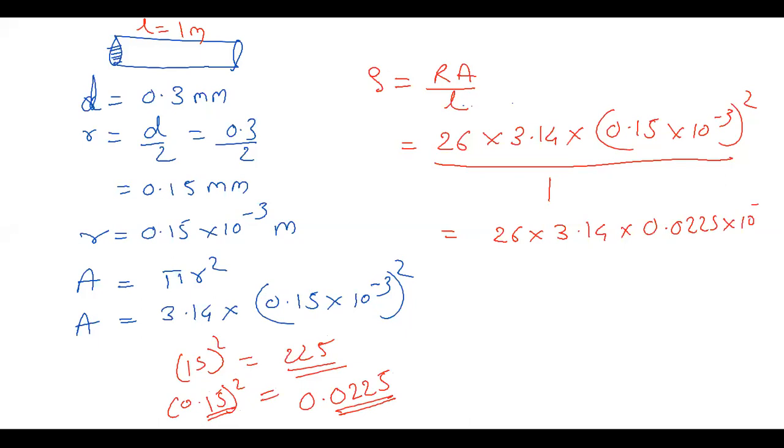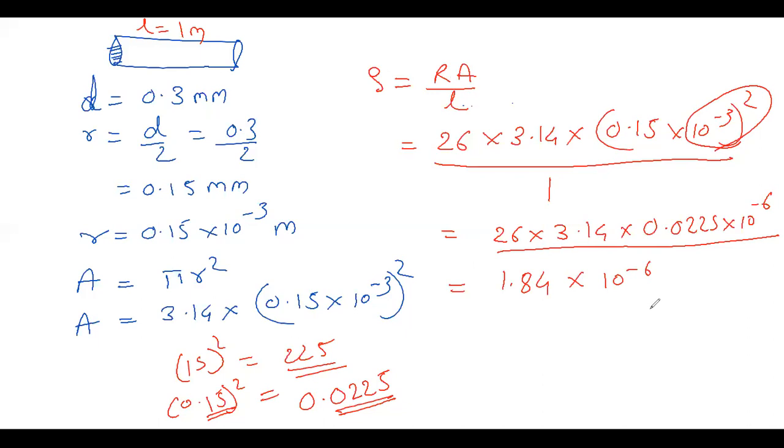0.0225 and 10 raised to minus 6, because minus 3 square, a raised to m raised to n becomes a raised to mn. And now you multiply these whenever you get the time. If you find out the answer, they have given it in our textbook. After calculations, we get 1.84. The answer of all this is 1.84 into 10 raised to minus 6.